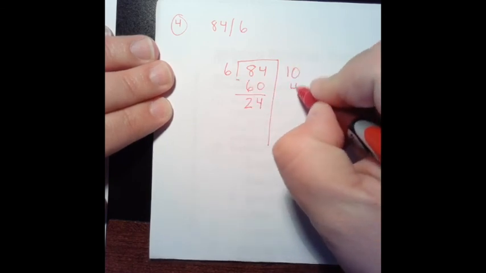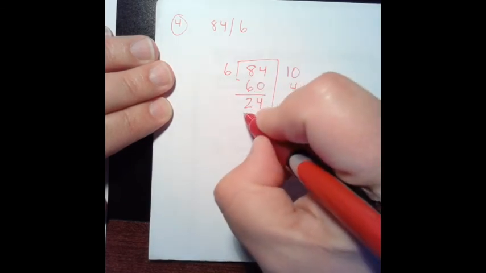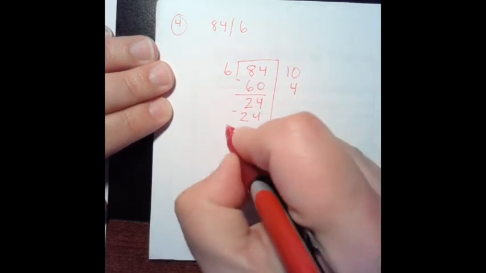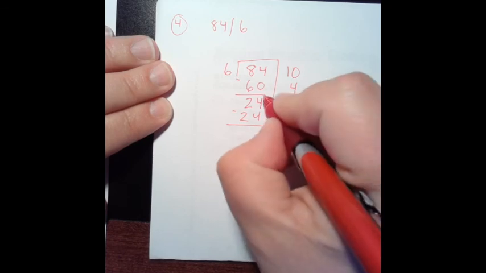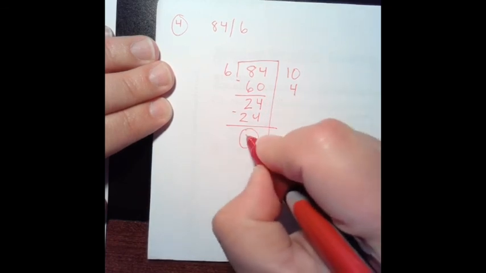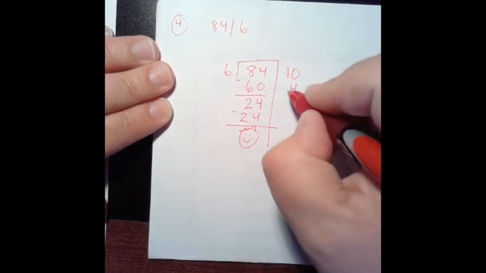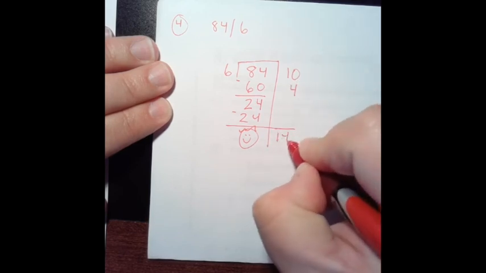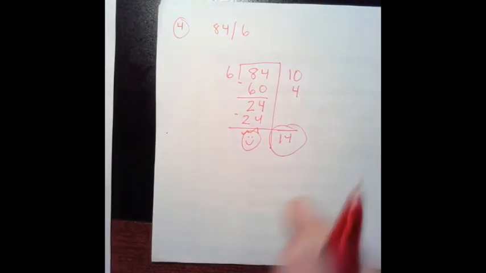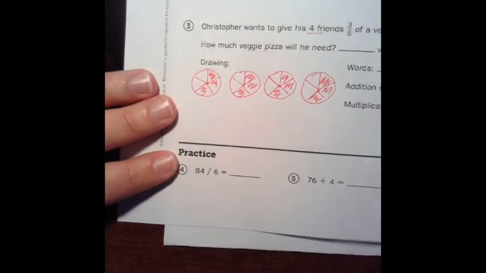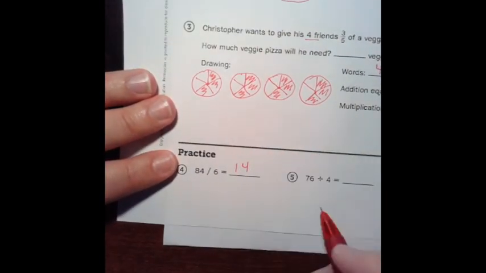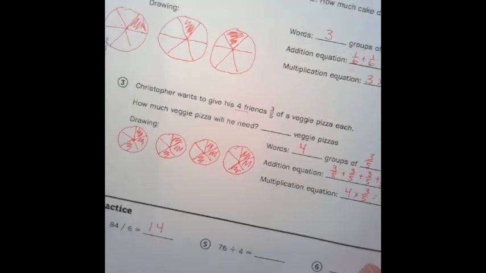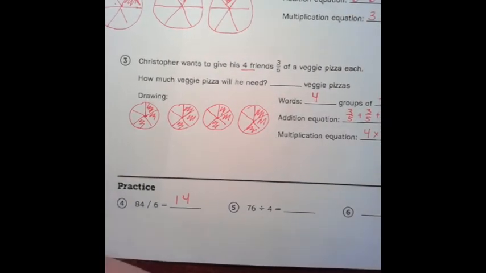So I'm going to go 4. And again, 6 times 4 is 24. That brings us to our magnificent glorious 0. There's nothing left. So now we're going to add our partial quotients. 10 plus 4 is 14. So our answer is 14. All right, go ahead and do 5 and 6 on your own. See how you do with that. If you have questions, please come see me.